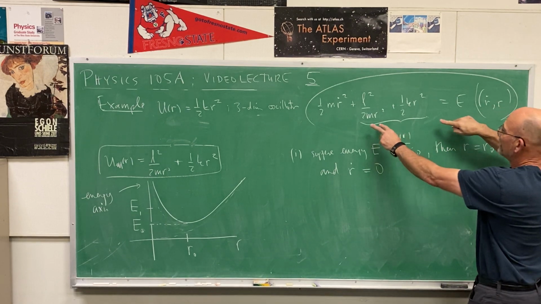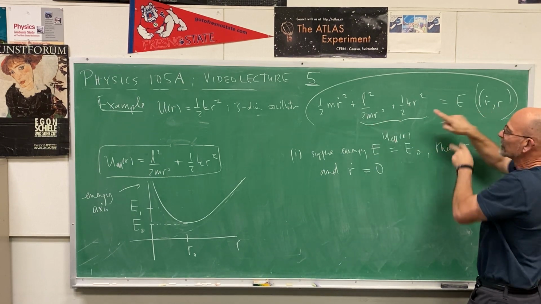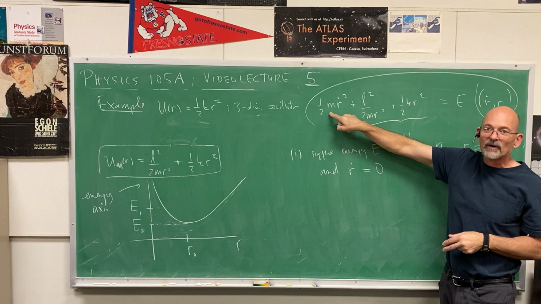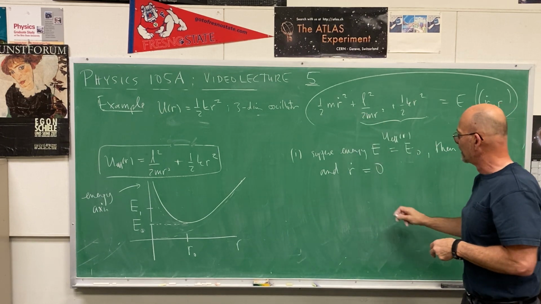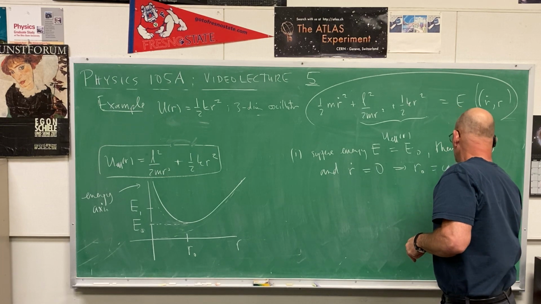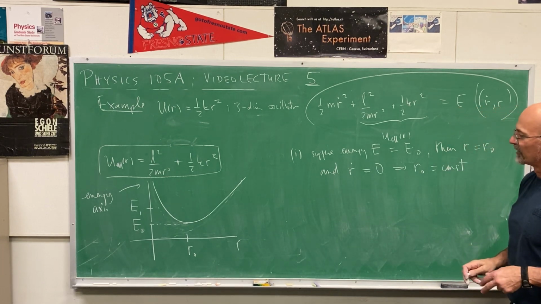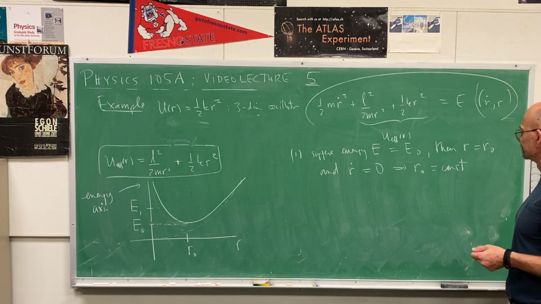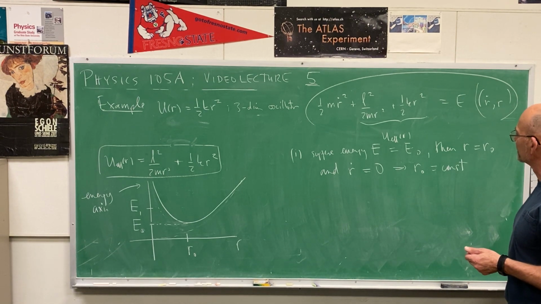That is to say, this equals E0. This term can only be 0. Therefore, R dot is 0. That means R0 is equal to a constant. The one and only R0. R0 is equal to a constant.